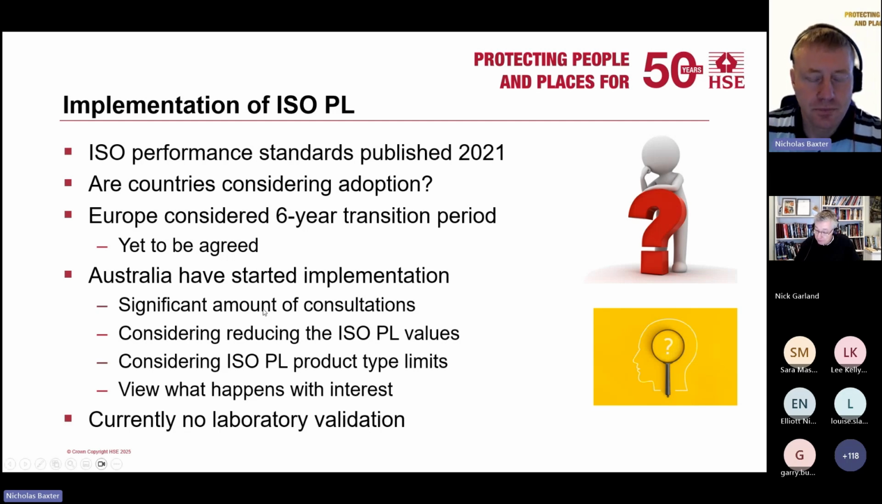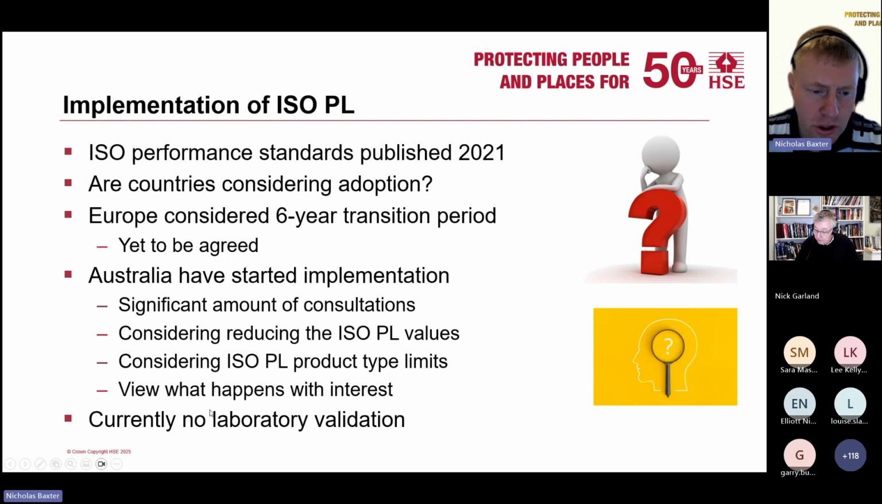So it is at least a couple of years, 2 or 3, 4 years off at least. What we do know is that Australia have implemented the ISO standards. So they're currently going through significant amounts of consultations with people like myself and other areas within their country. In terms of the UK, myself and others within the RPE community are taking a really interested eye on that to see how it will pan out.